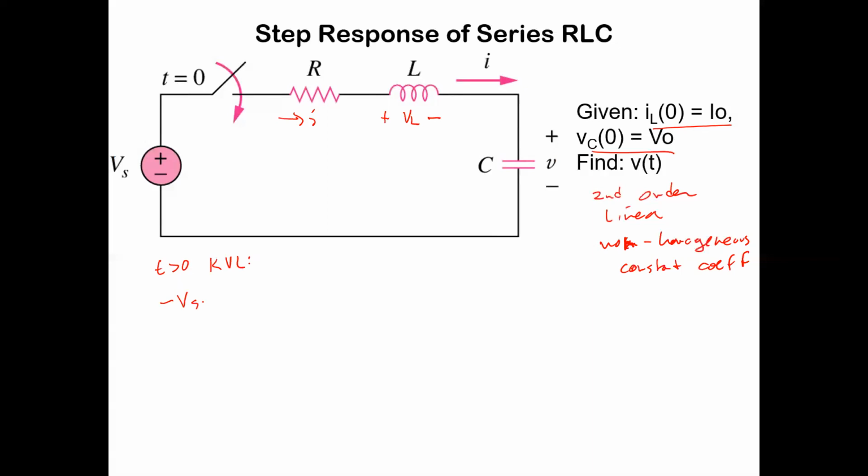So you can have minus Vs plus R times i plus vL plus v equals 0. And we know, because of all these relationships, that i equals C dv/dt, and vL equals L di/dt.